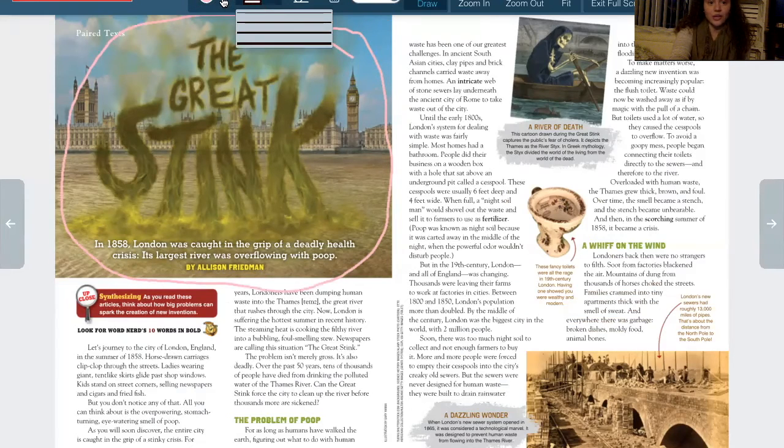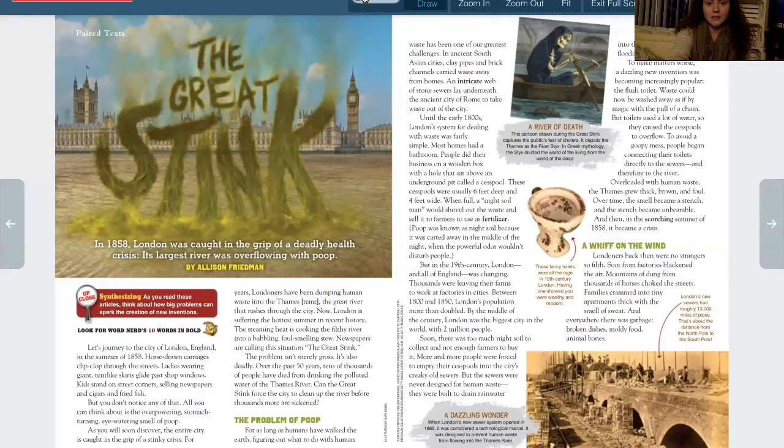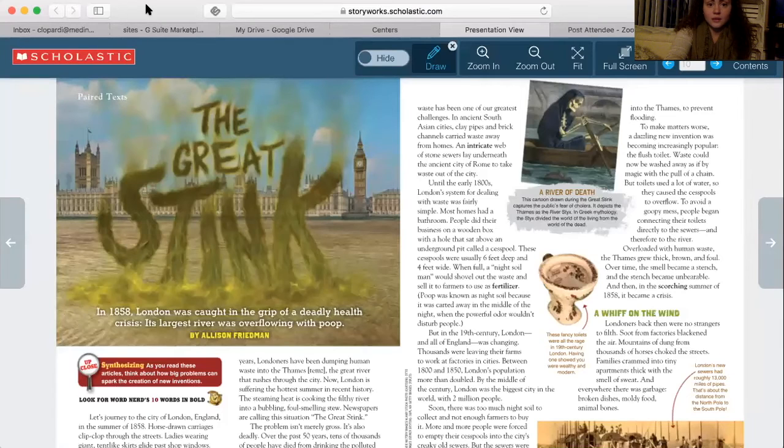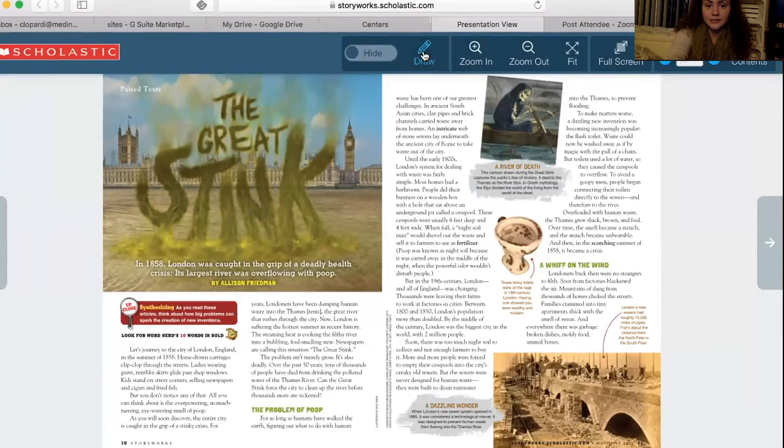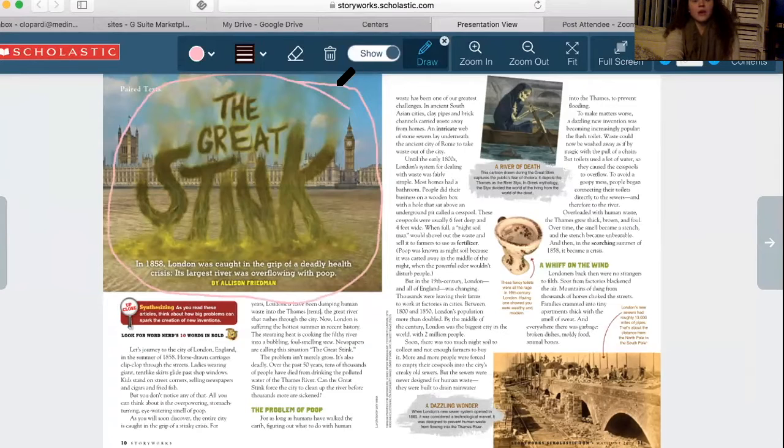And the cool thing about our title page here is that, oh, sorry, my computer's glitching on me. Come on. Okay, so sorry. Draw. Okay, there we go.